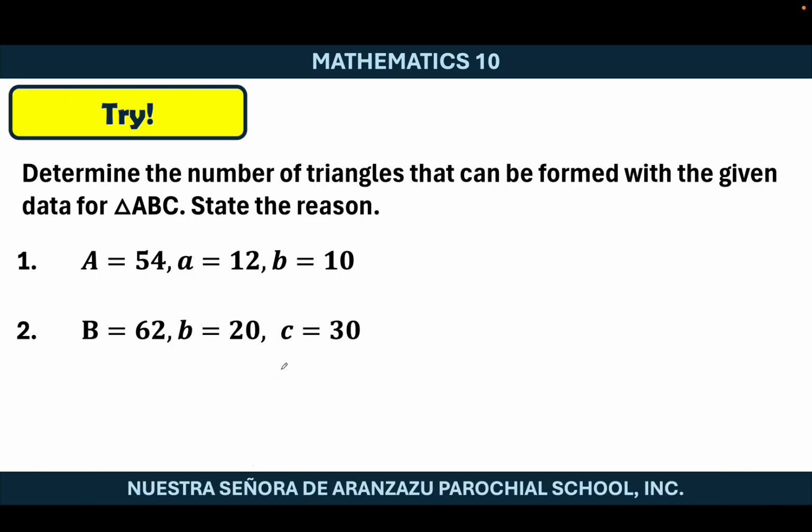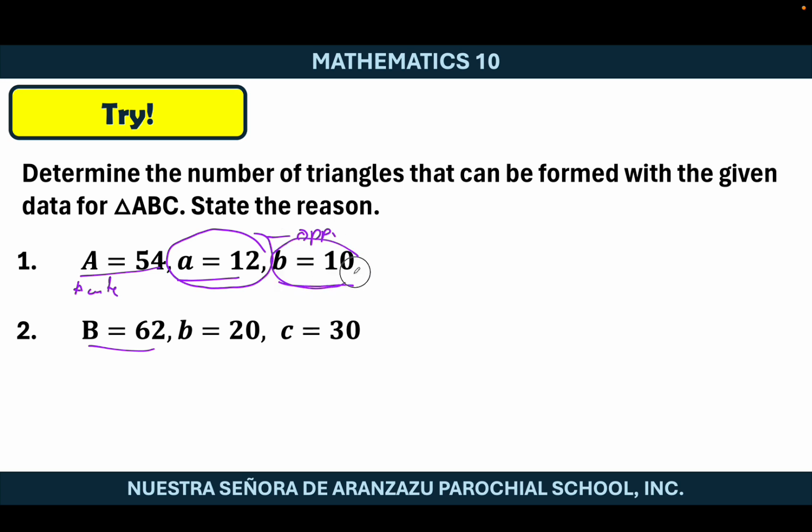Okay, let's practice this one. So, let's determine the number of triangles that can be formed with the given information or data. Okay, number 1, angle A is 54, side A is 12, side B is 10. Now, sabi natin sa first step, identify yung given na angle. Sa number 1, is it acute or obtuse? Okay, very good. This is acute. Now, if this is acute, compare natin si opposite side. Sino ba ang opposite side dito? Is it side A or side B? Okay, si side A. So, this is the opposite side.